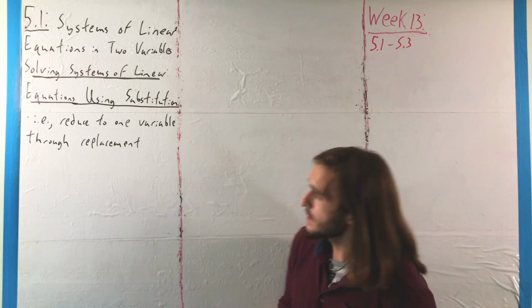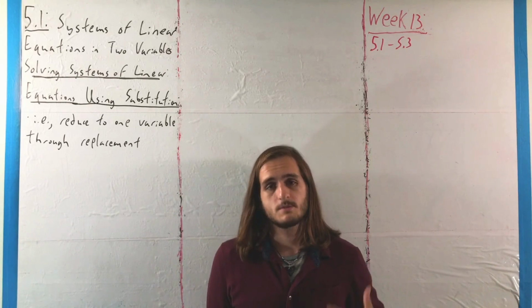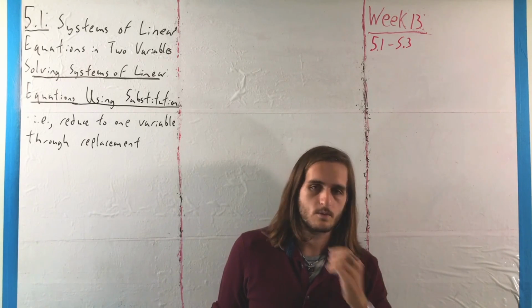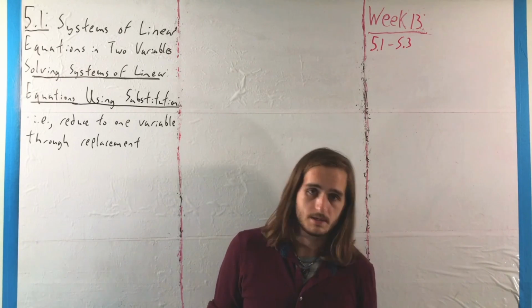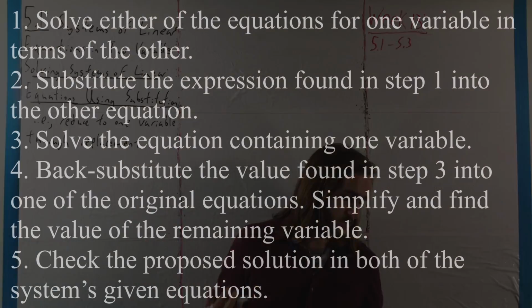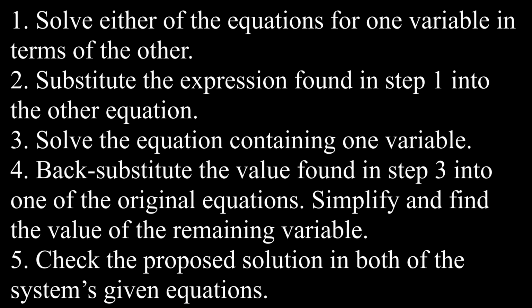And the first one we have here is using the substitution method, where substitution essentially says, let's take our pair of variables and replace one with another to simplify it down, and then just do some basic algebra with the remainder. So for this, our process says that we're going to first solve either of the equations for one variable in terms of the other, that is, get x in terms of y or y in terms of x, then substitute the expression found in the first step into the other equation, then solve the equation containing one variable, back substitute the value found in step 3 into one of the originals, where you can simplify from there to find the remaining value, and then to be sure you probably want to check.